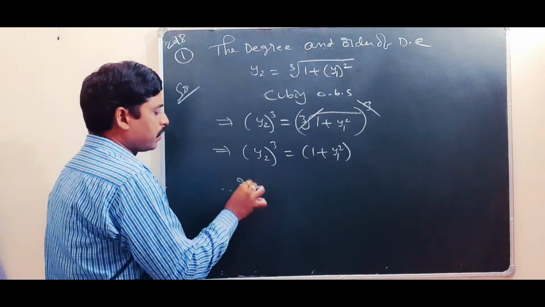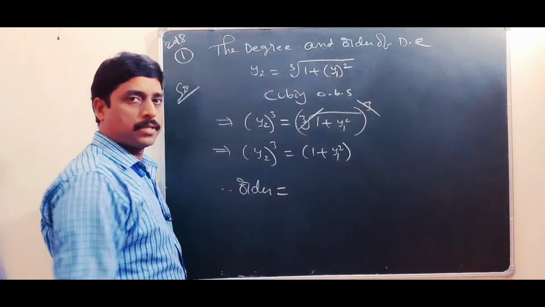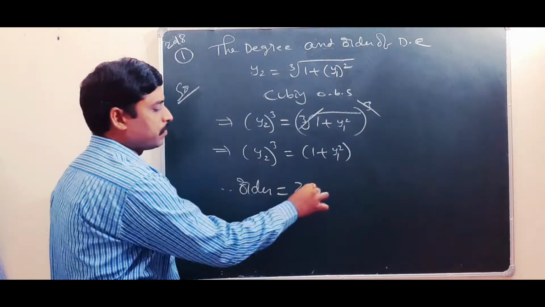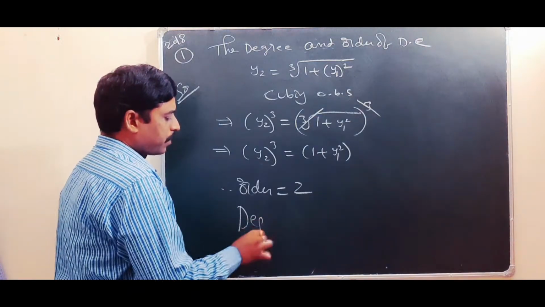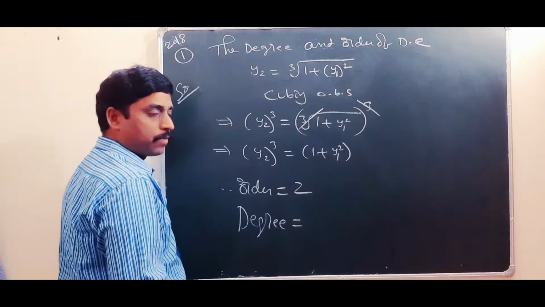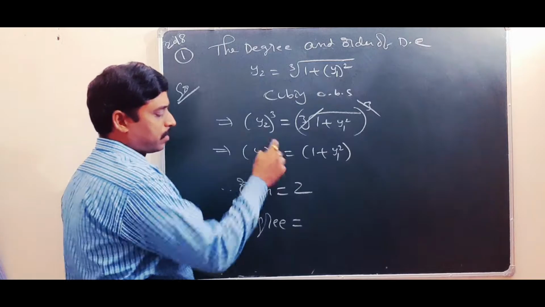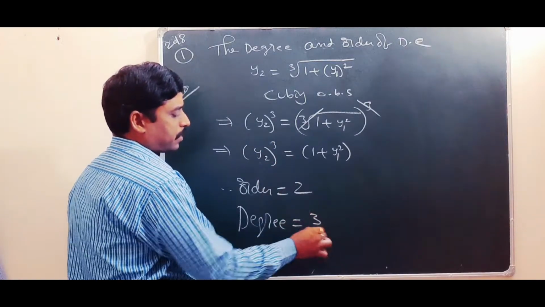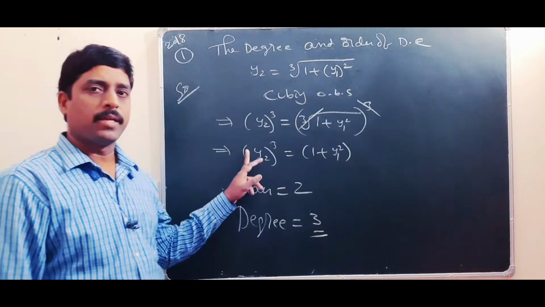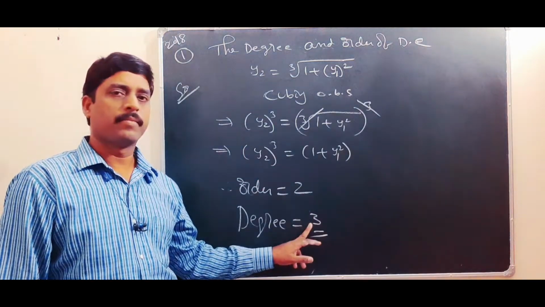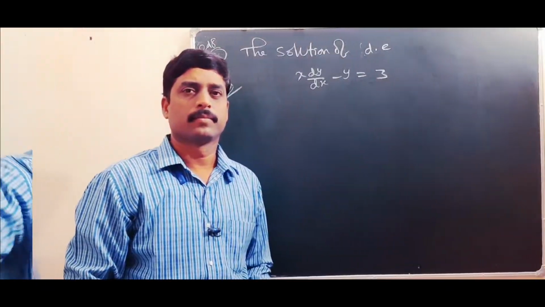So y2 whole cube is equal to 1 plus y1 square. So the order: the highest derivative is y2, so order is equal to 2. What is degree? The power or exponent of the highest derivative. What is given? 3. So the power of the highest derivative is the degree. So 3 is the degree, and order is equal to 2.